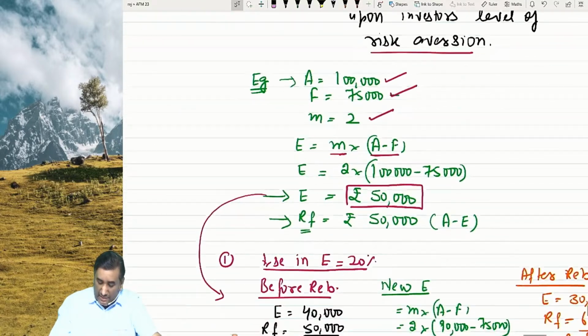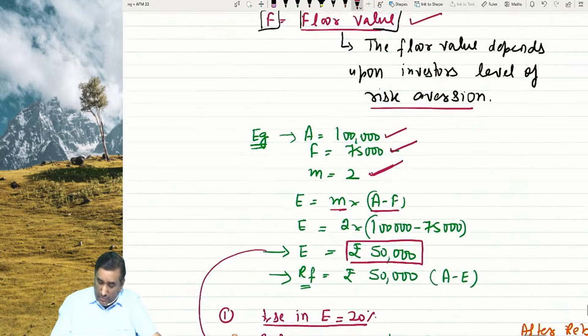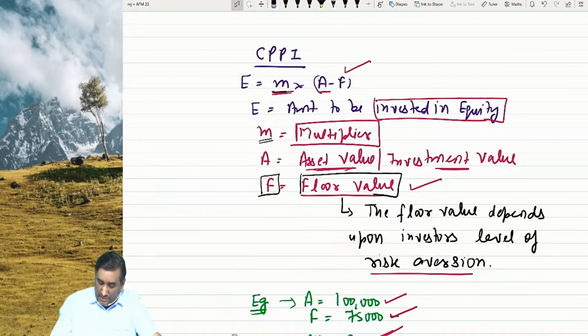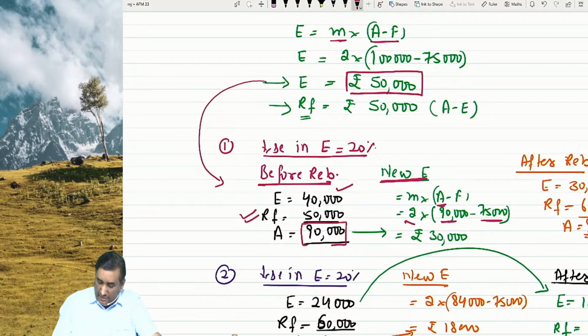If the market declines next day, before rebalancing the equity value is 40,000, and the total asset value is 90,000 because risk free is 50,000. The new E would be equal to M, which we have assumed as 2, into asset value 90,000 minus the floor value. Floor value depends on your risk aversion, that means how much risk you are ready to take. You want a safety margin of approximately 75,000, so 75 comes here. The new equity value comes to 30,000.